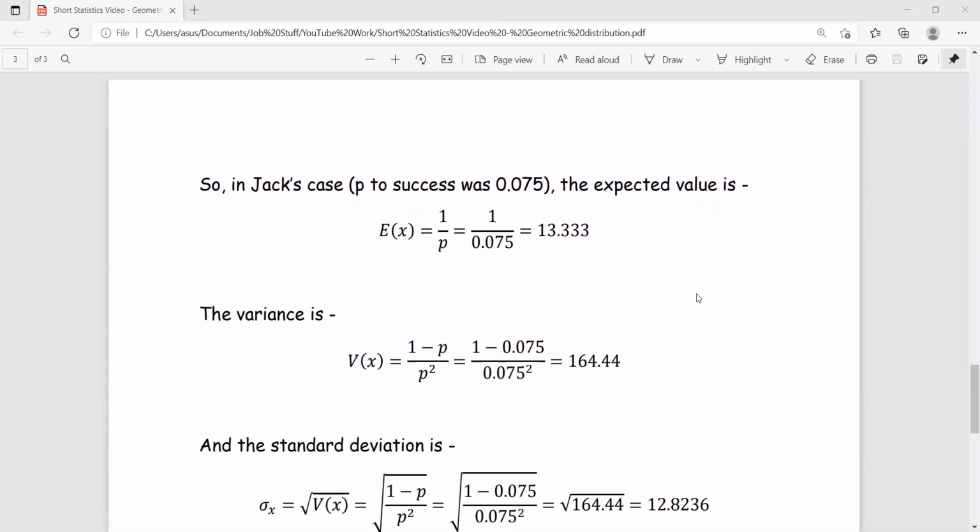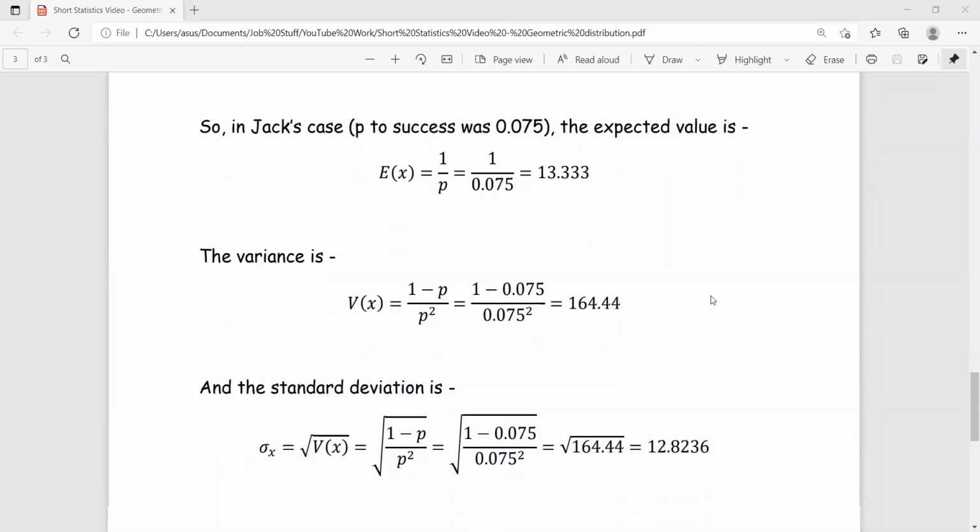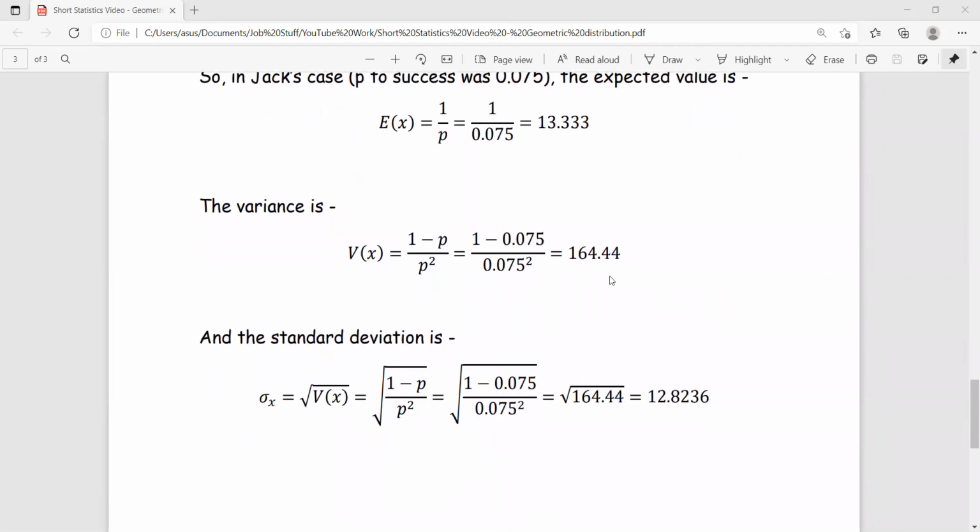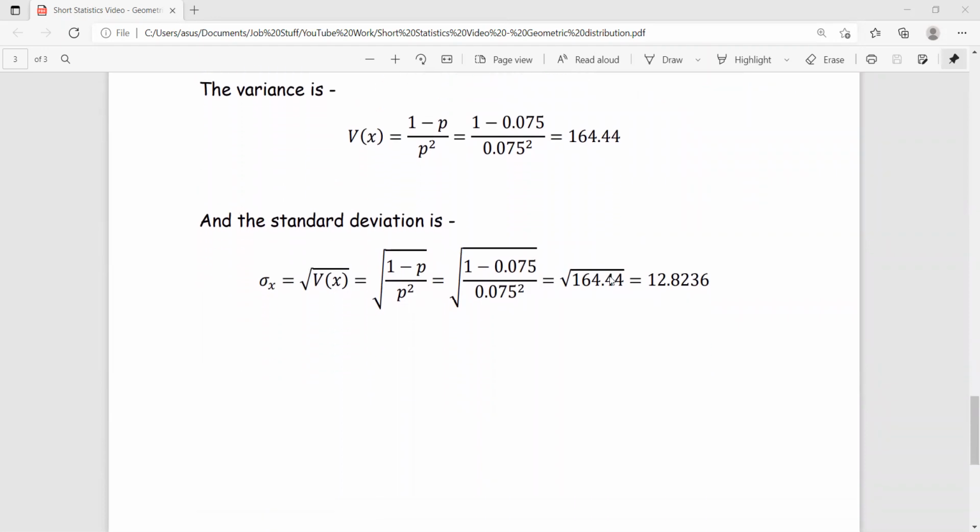And for Jack, we had a success rate of 7.5%. The expected value would be 13.33, which means on the 13.33rd attempt Jack will have a successful trial. The variance would be 164.44, and the standard deviation would be 12.8236.